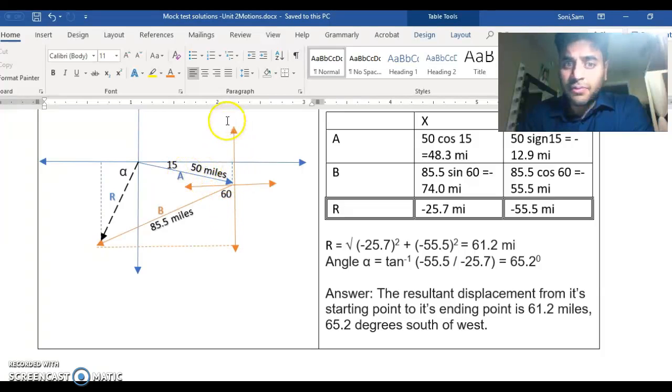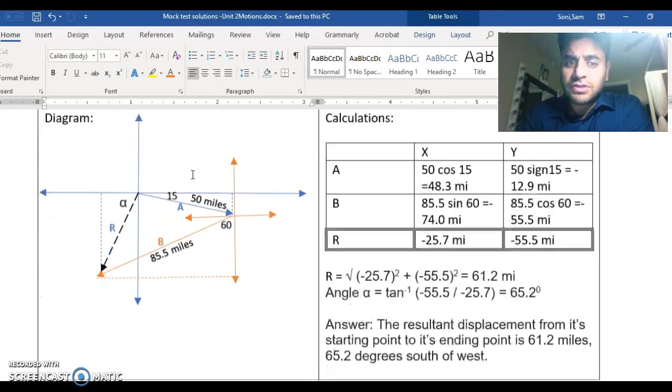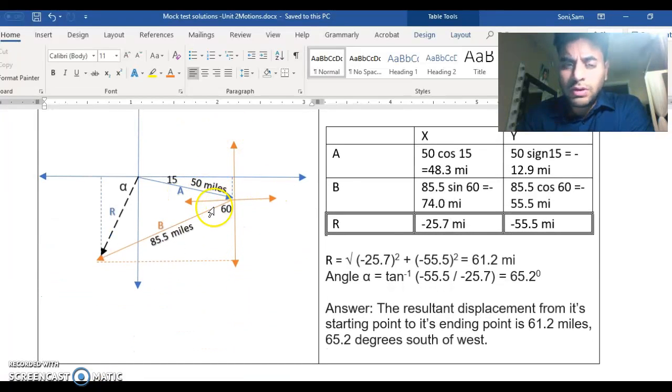Okay, so next thing. What's the next direction? It says then it travels 85.5 miles on the course 60 degrees west of south. So just draw a new one. You don't even have to draw it together, though it's good to draw it for the sake of the angle. Even that you can find out without drawing. We did some simulation exercises and you saw that you can put one thing at a time and another thing after some time, and still you can add up the resultant. So let's see this one.